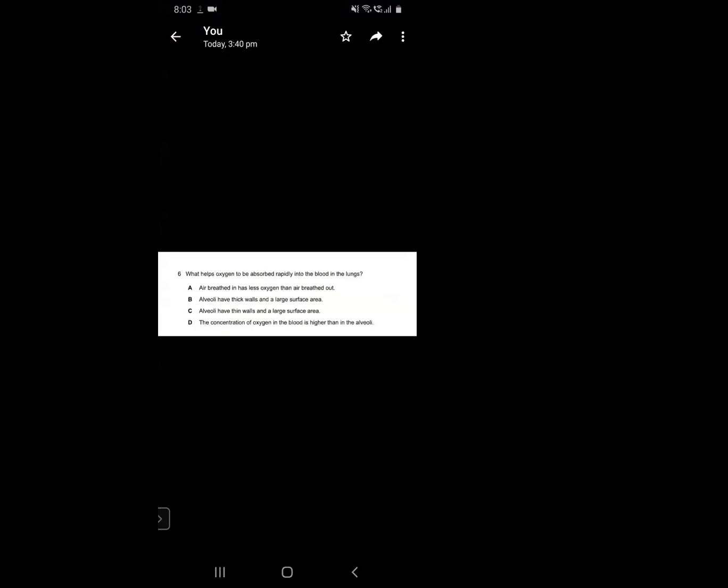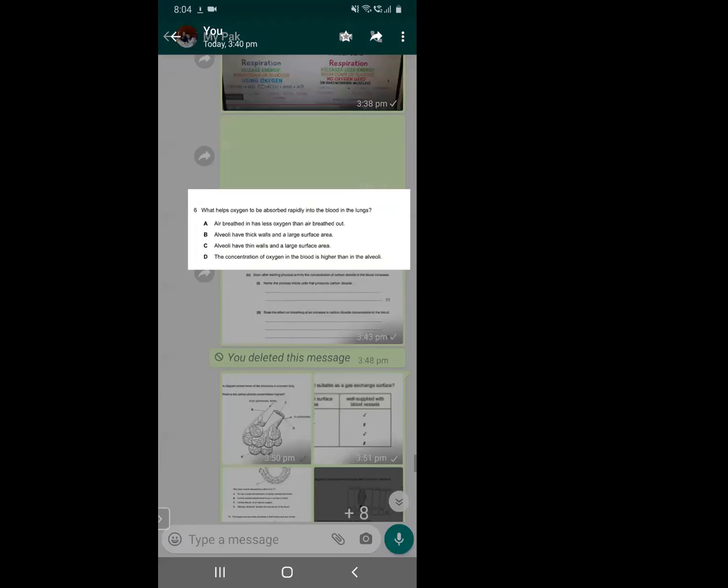What helps oxygen to be absorbed rapidly into the blood in the lungs? A, air breathed in has less oxygen than air breathed out. B, alveoli have thick walls and a large surface area. C, alveoli have thin walls and a large surface area. D, the concentration of oxygen in the blood is higher than in the alveoli.